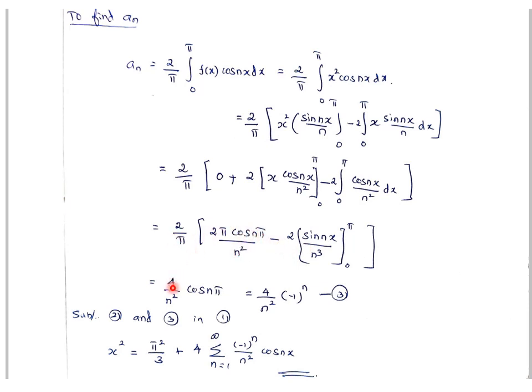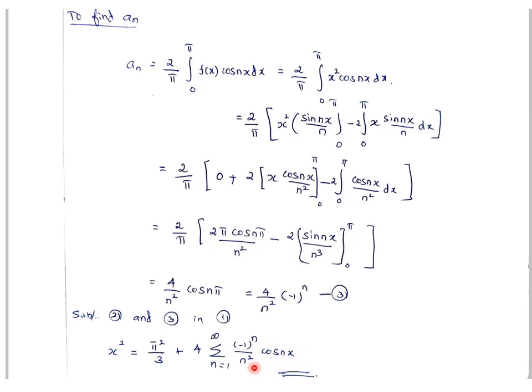Pi and pi will cancel. Therefore, 4 divided by n square into cos n pi, which is equal to 4 divided by n square. As already known, cos n pi equal to minus 1 whole to the power of n. Therefore, substituting the values of a0 and an, the Fourier series for the function x square will become pi square by 3 plus 4 into summation n equal to 1 to infinity of 4 divided by n square minus 1 whole to the power of n. We can take 4 outside, into cos nx.